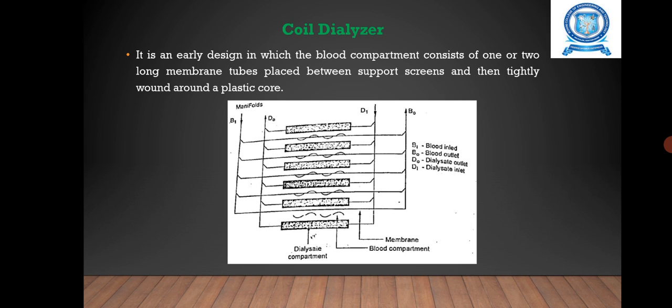First we are going to see the coil dialyser. It is an early design in which the blood compartment consists of one or two long membrane tubes placed between support screens and then tightly wound around a plastic core. The coil design did not produce uniform dialysate flow distribution across the membrane. A more efficient device has replaced the coil design.